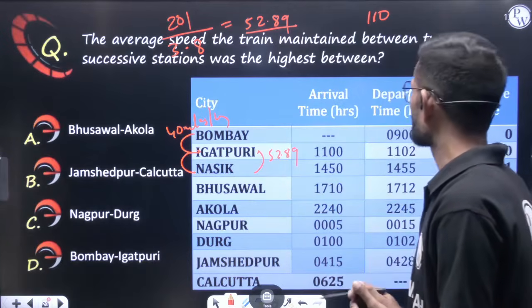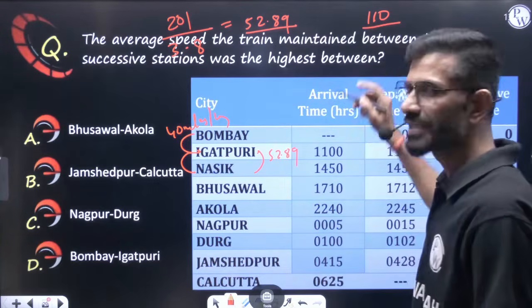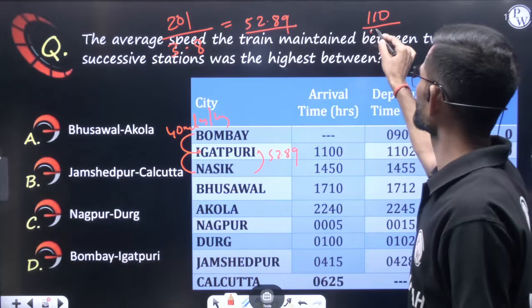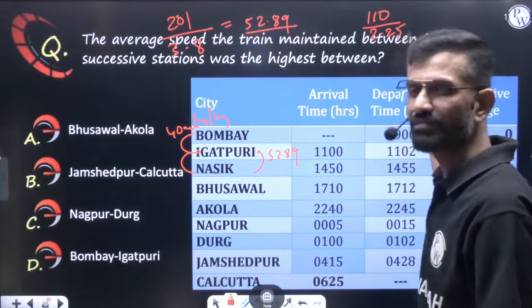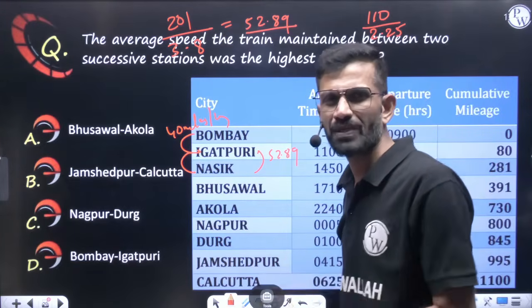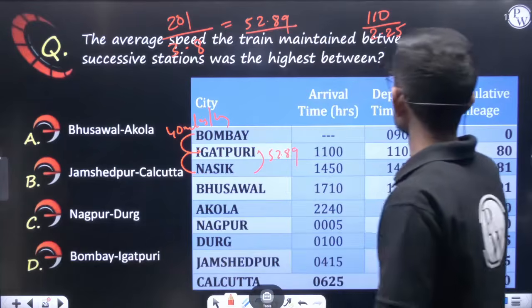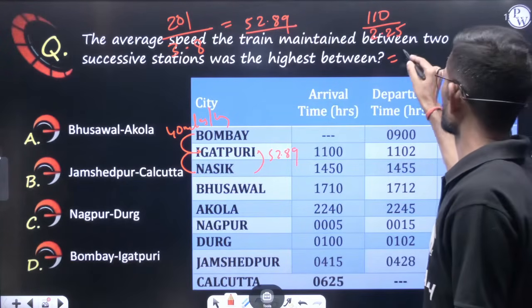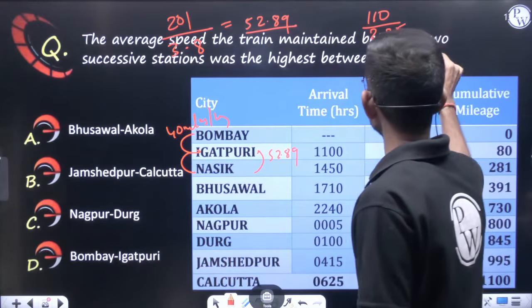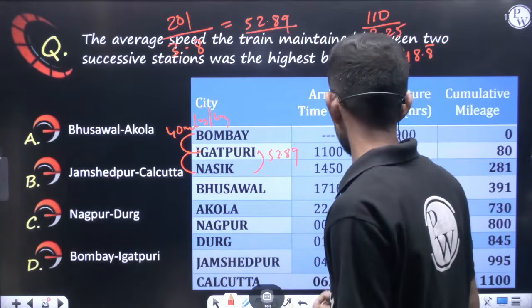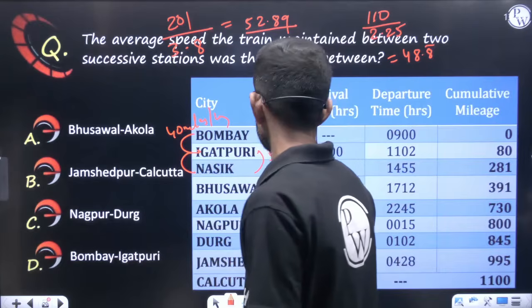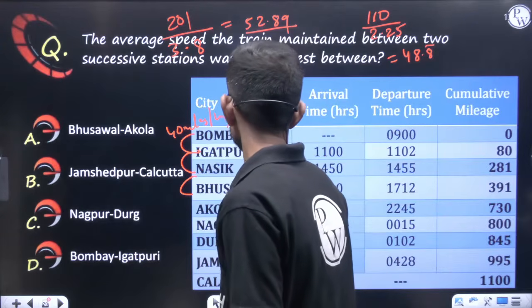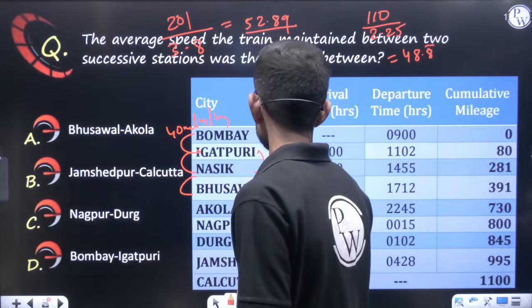110 miles covered in 2 hours 15 minutes. 2 hours 15 minutes can be written as 2.25 in decimal, 15 by 60 into 100, so 2.25. 110 divided by 2.25, how much will you get? It will be 48.8 recurring miles per hour. So here the speed is 48.8 recurring miles per hour.